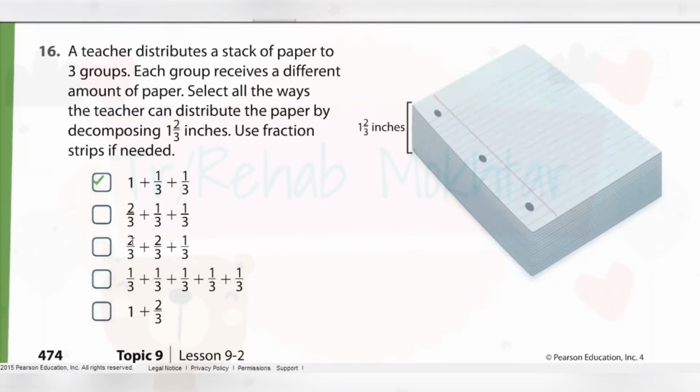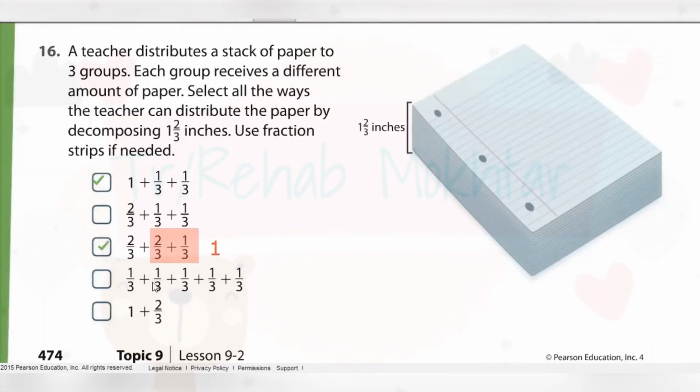Next choice, we have here 2 out of 3, the fraction part, and here we have 2 fractions. If we add 2 plus 1, I will get 3 out of 3. 3 out of 3 equals 1 whole, so this part equals 1 whole. Equals 1 and 2 out of 3. So this answer is correct.